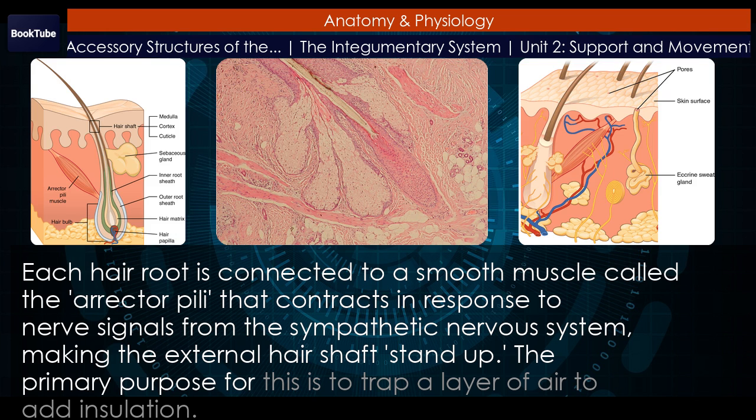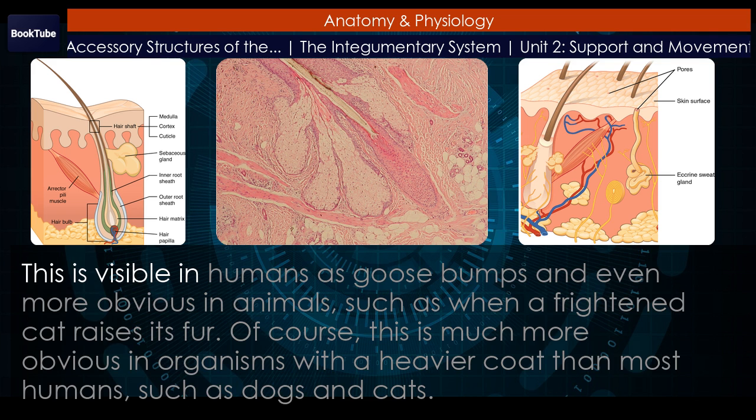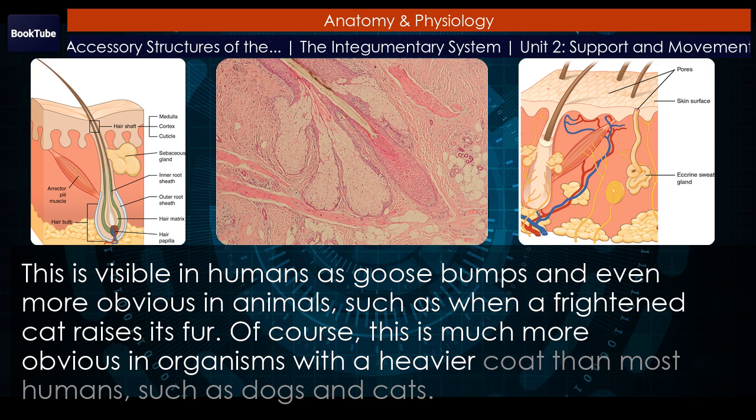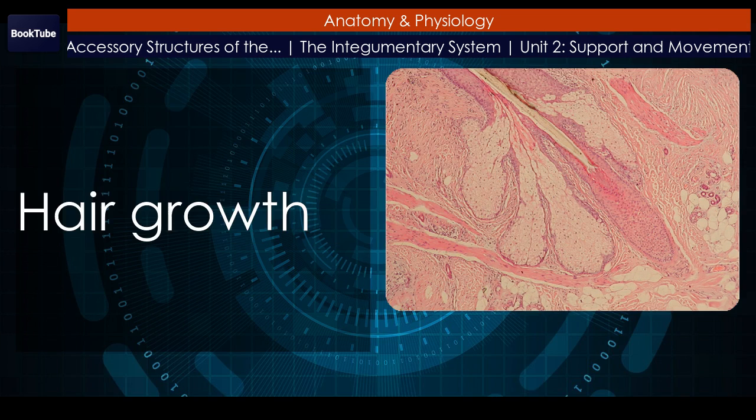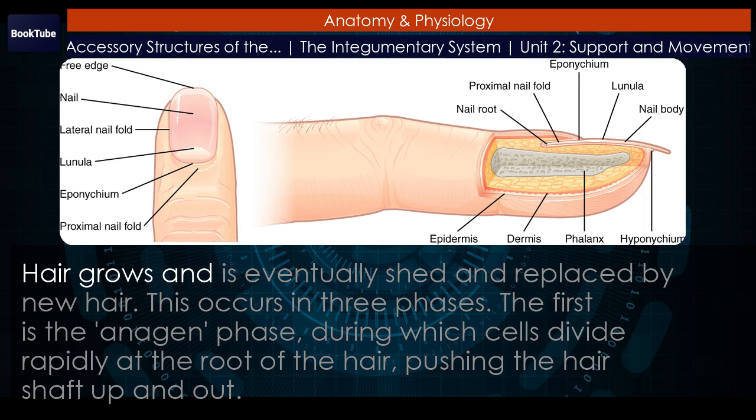The primary purpose for this is to trap a layer of air to add insulation. This is visible in humans as goose bumps and even more obvious in animals, such as when a frightened cat raises its fur. Of course, this is much more obvious in organisms with a heavier coat than most humans, such as dogs and cats. Hair growth. Hair grows and is eventually shed and replaced by new hair.